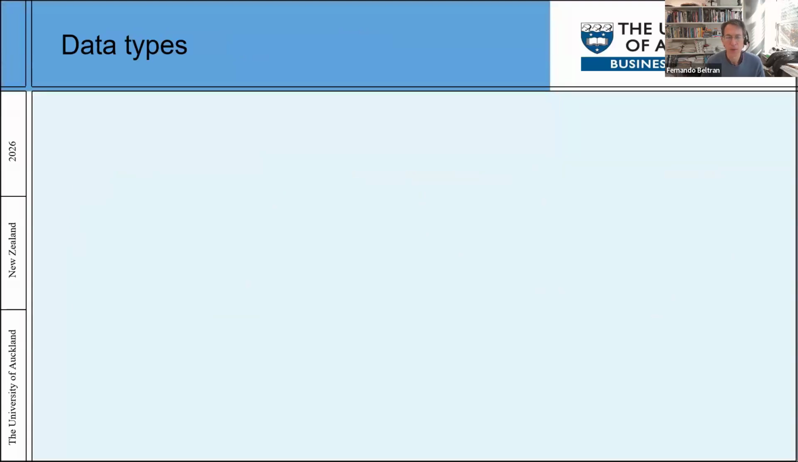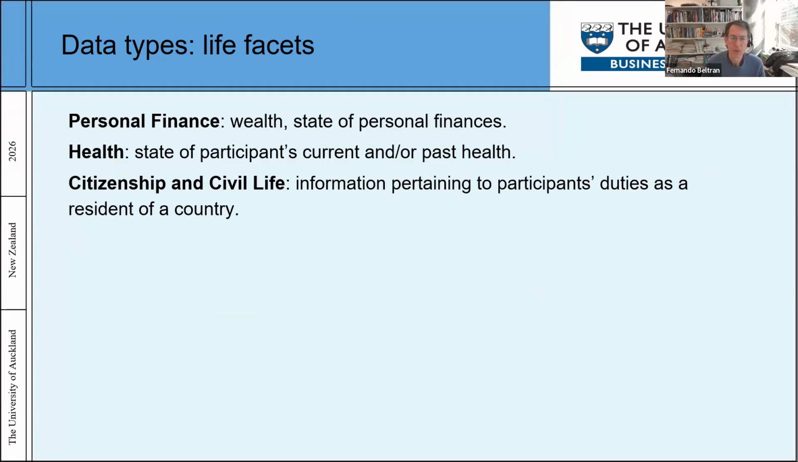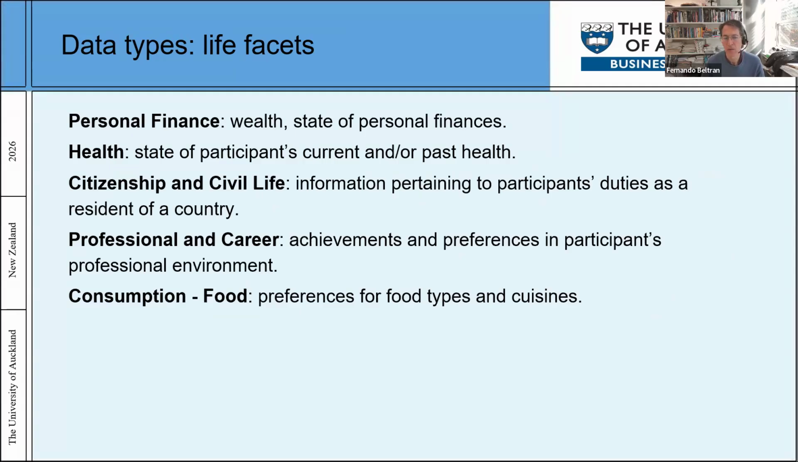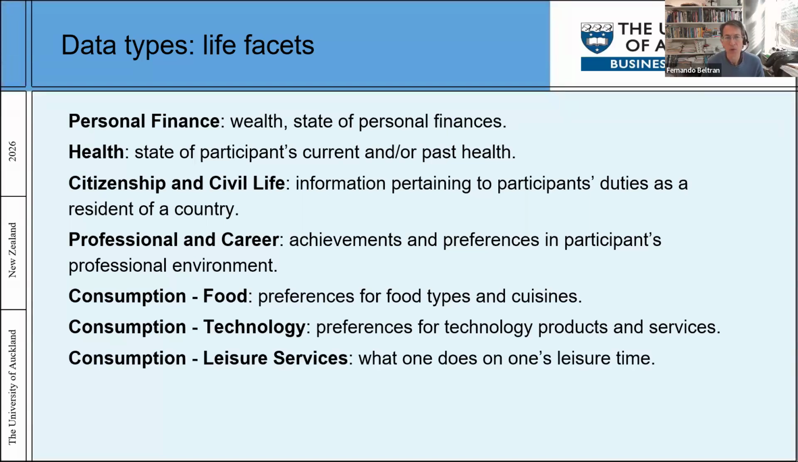When we talk about personal data, we are also interested in what types of data we consider. One first approach is facets of life. For instance, personal finance, health, citizenship and civil life, professional and career, consumption like food preferences or technology preferences or leisure services, all those being different types of data about what we do and what we are.